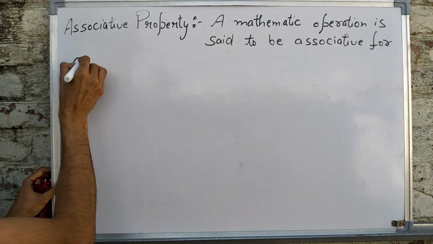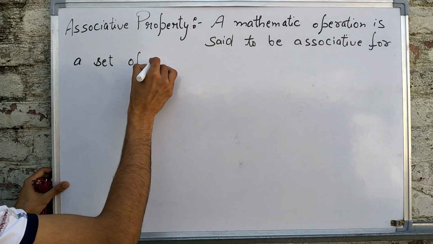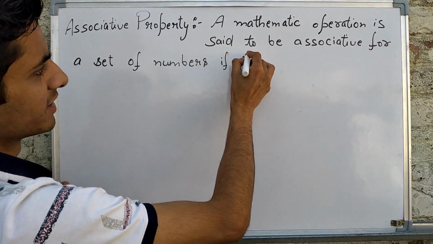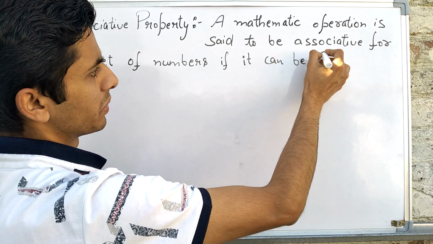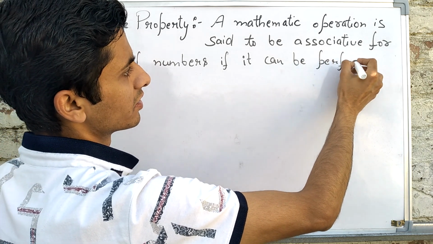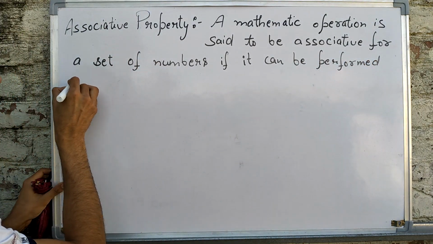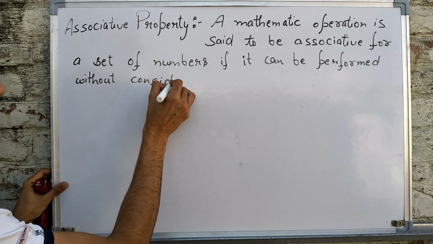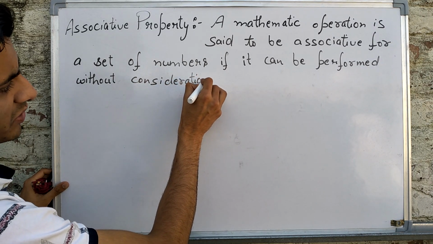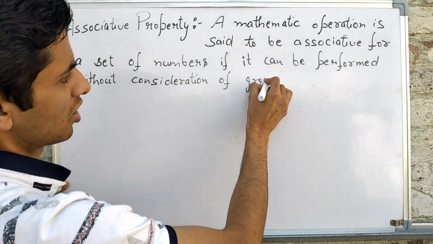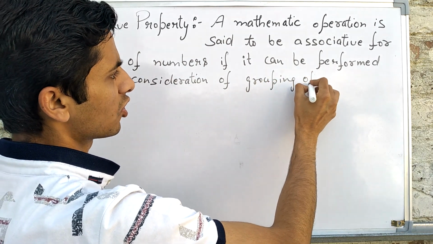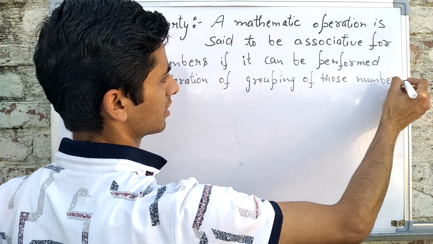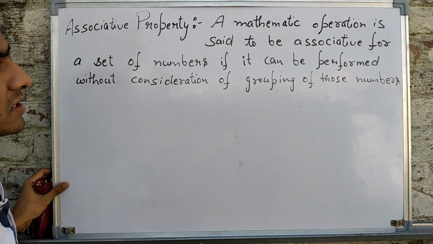for a set of numbers if it can be performed without consideration of grouping of those numbers. Okay, so what does the statement say?